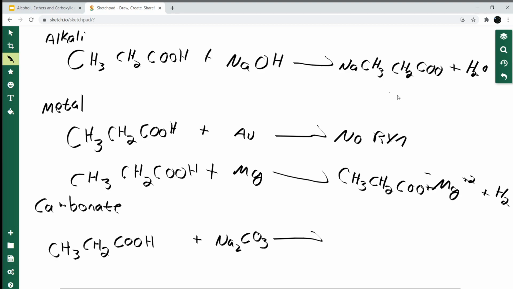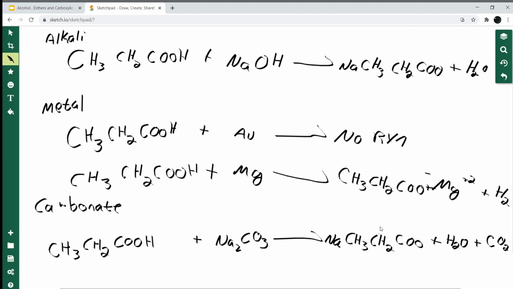We're going to end up making the same kind of salt, so we'll make NaCH3CH2COO. So we make the same salt as we did before. We're still going to make some water, because this carbonate is also going to end up losing an oxygen. And if this is losing an oxygen because of this reaction, then we're also going to end up making carbon dioxide.